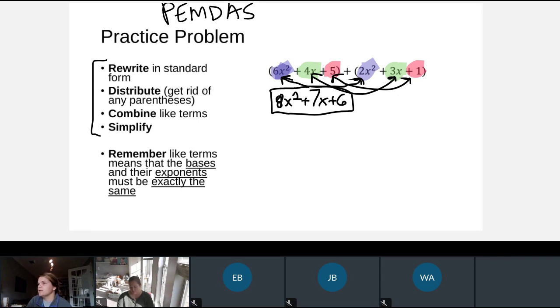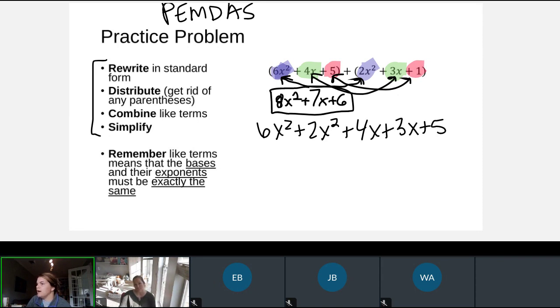We have 6x squared plus 2x squared. Those are my blue terms. Then I have 4x plus 3x, and then 5 plus 1. Some of you, like Erica was saying, skip this step because you can kind of do it in your head. And if you've already circled or colored or highlighted your like terms, then that's okay.